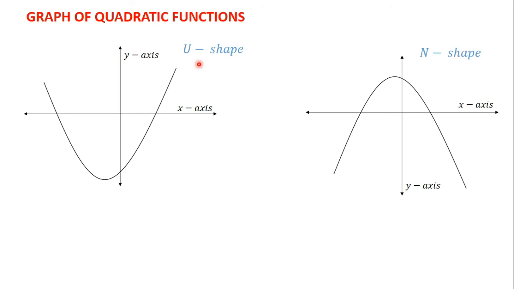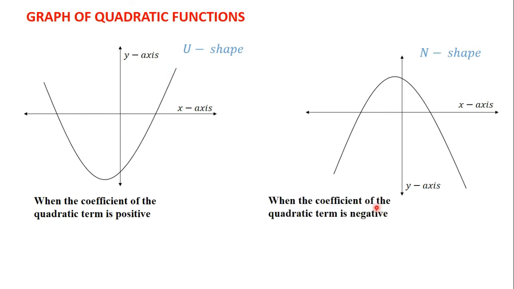When will you get a U shape and when will you get an N shape? You will get a U shape when the coefficient of the quadratic term is positive. In the previous videos, we have learned that in a quadratic function, the quadratic term is the squared term. So when the coefficient of the squared term is positive, the graph of the quadratic function will look like this. Conversely, if the coefficient of the squared term is negative, the graph of the quadratic function will look like this.